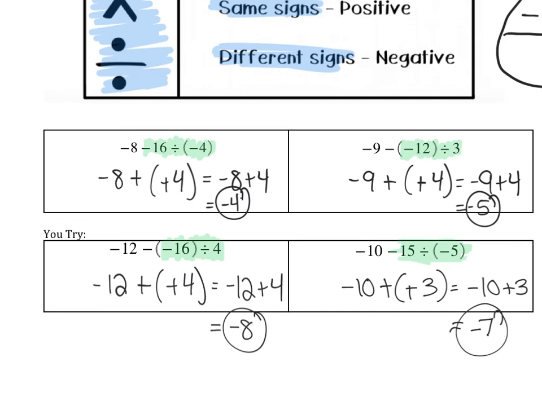So they all just happen to be negative answers here in the example, but they won't be like that all the time. So be careful. You're not always going to get a negative answer.